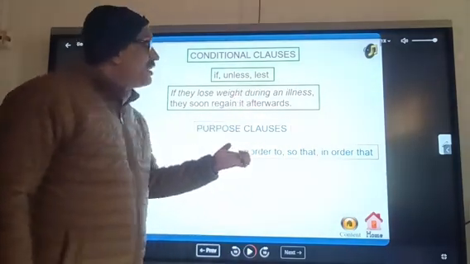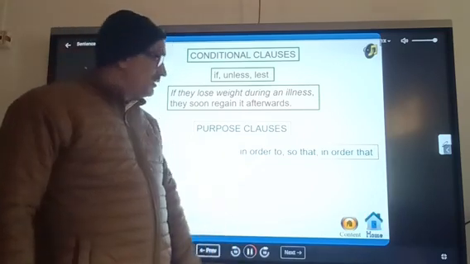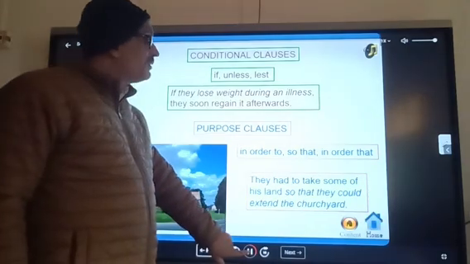Purpose clause: in order to, so that, in order that. Example: they had to take some of his land so that they could extend the churchyard.